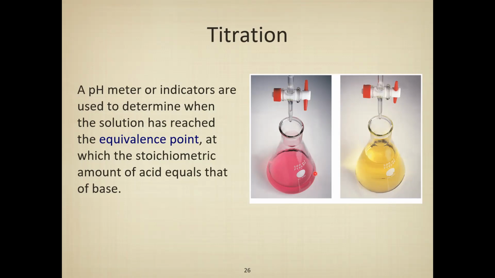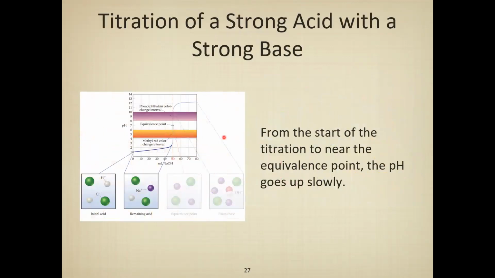With the indicator, though, it doesn't necessarily represent the perfect equivalence point. It's usually going to be pretty close, but what we use to describe the color change here is what's known as the endpoint. And if we choose our indicator correctly, we kind of just assume that the equivalence point and the endpoint are going to be the same. But the equivalence point is where we've got equal amounts of acid and base. The endpoint, though, is just where we see the indicator change colors.